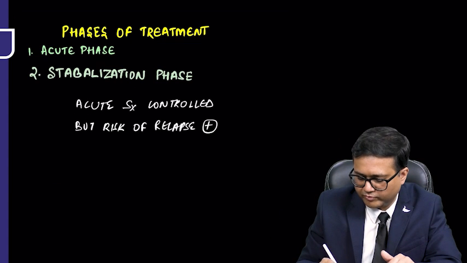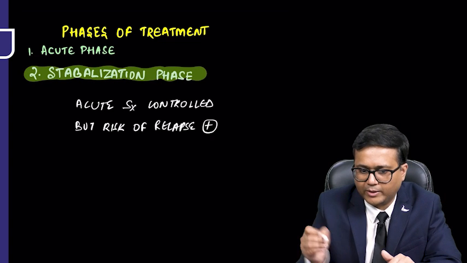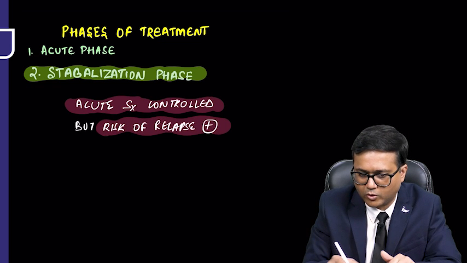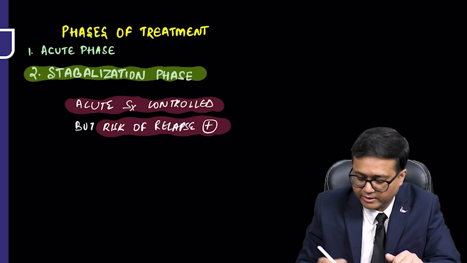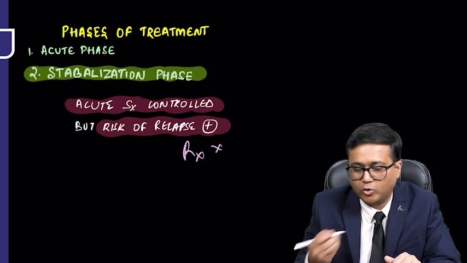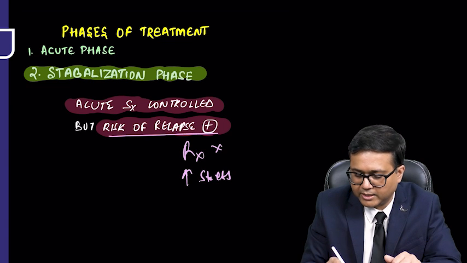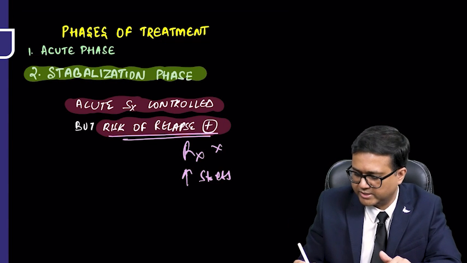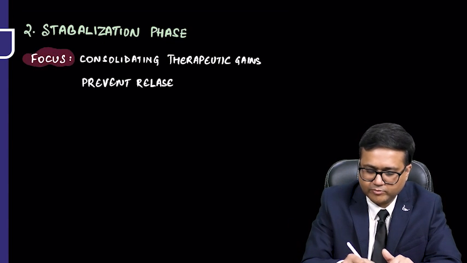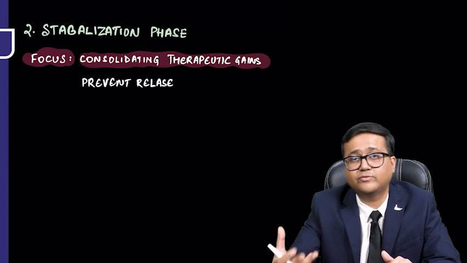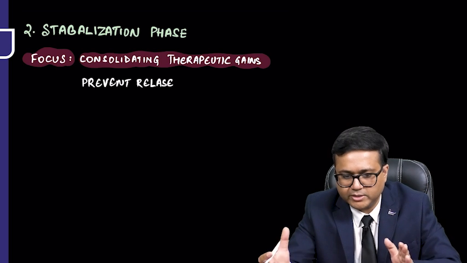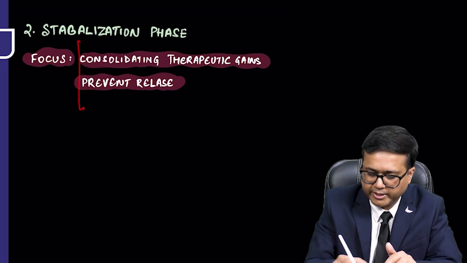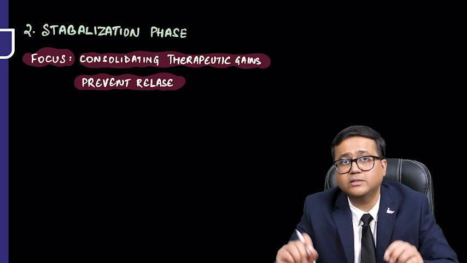Let's talk about the second phase, or the stabilization phase. Now, as the name suggests, in this phase the acute symptoms have been controlled, but of course there is a risk of relapse. For example, if the treatment is interrupted, or there is some increased level of stress, that can increase the risk of relapse. So there are high chances of relapse, and one should be very careful in the stabilization phase. Now, the focus of the stabilization phase is consolidating the therapeutic gains we got from the management in the acute phase, following the recovery from the acute symptoms, and also preventing relapse. So these are two important areas of focus when we are managing the patient in the stabilization phase.